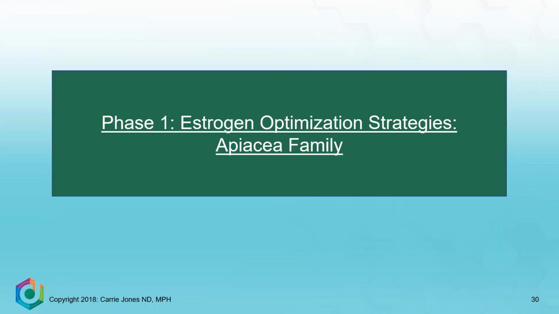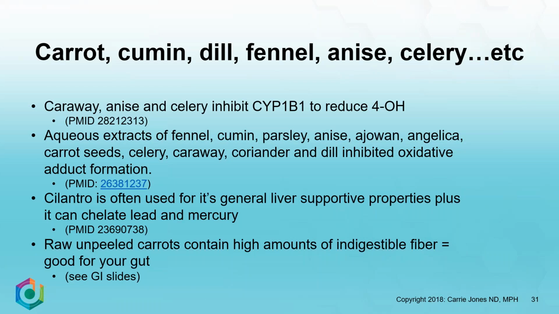All right, the Apiaceae family, continuing to work on phase 1. What is the Apiaceae family? That's your carrot, your cumin, your dill, your fennel, your anise, your celery, what have you. And you can see I have some studies listed there on how it's been pretty effective for detoxification through your CYP and, of course, through your liver. So caraway, anise, and celery inhibited CYP1B1 to reduce 4-OH. So using those things in your cooking, if you're continuing to go for food-based, do it, absolutely.